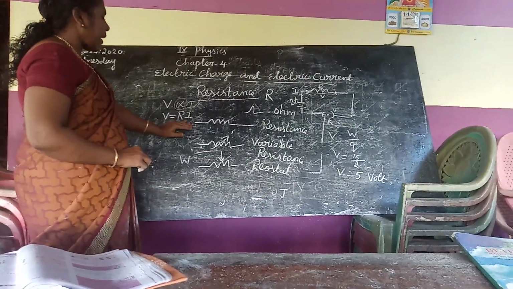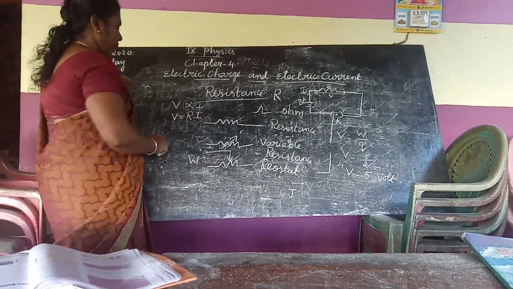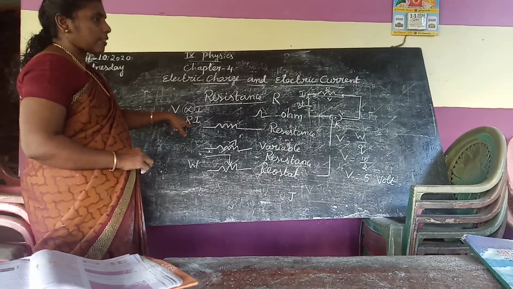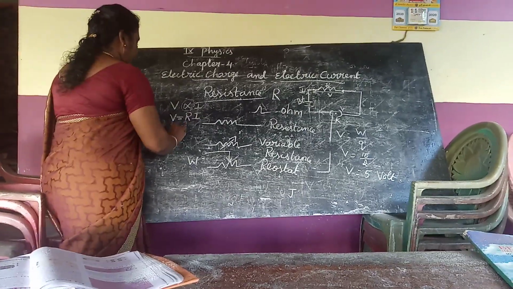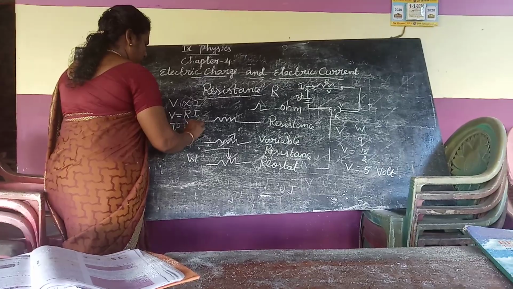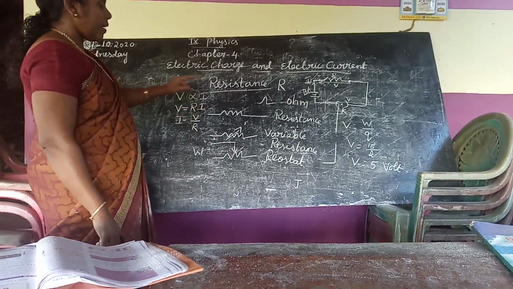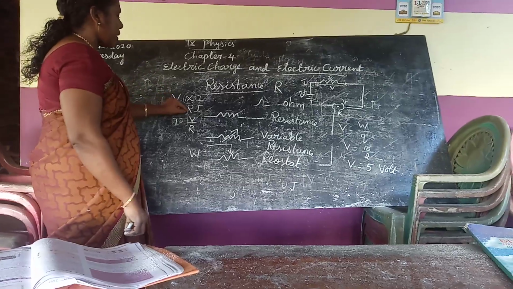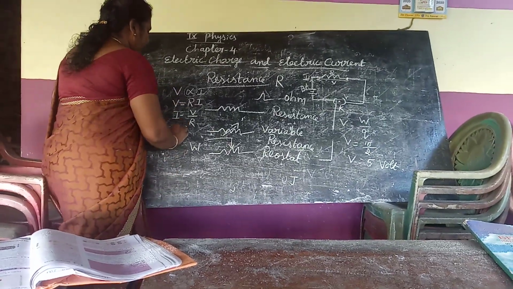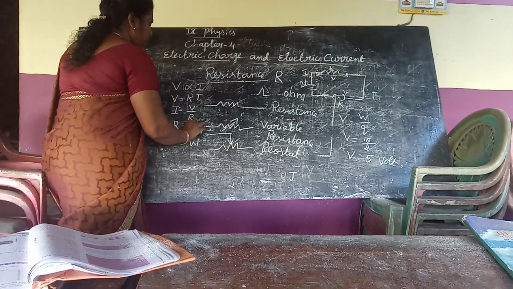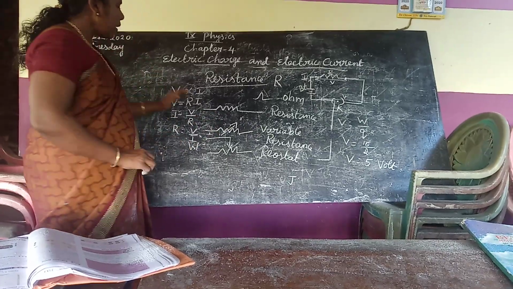From this we can calculate current also. If potential difference and resistance are given, the current formula is I equal to V by R. Suppose current and potential difference are given, then we can calculate the R value: R equal to V by I. Like that we can calculate.